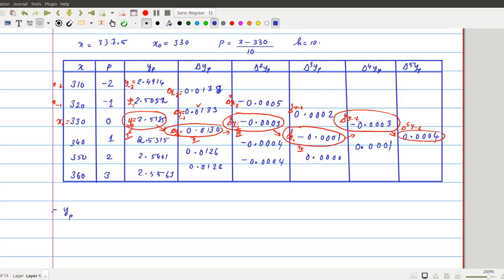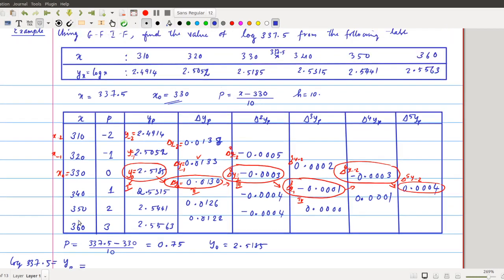yp, that is f of log 337.5. For this we have said x naught is this one, and if x equals 337.5, what is p? In that case p is 337.5 minus 330 divided by 10, that will be 0.75. So p is 0.75. Now what is y naught? y naught is 2.5185.